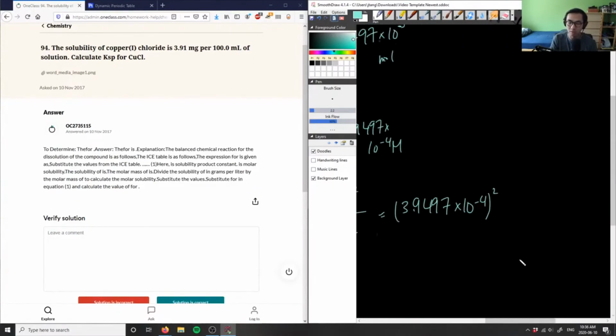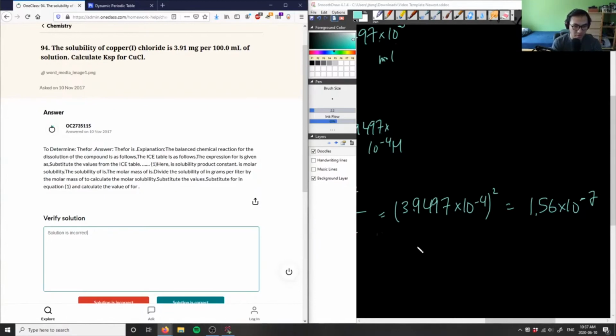So let me plug this into my calculator. This is 3.9497 times 10 to the negative 4 squared. It gives us a value of 1.56 times 10 to the negative 7. And this here is going to be our KSP for this solution. So this solution is incorrect. KSP calculated.